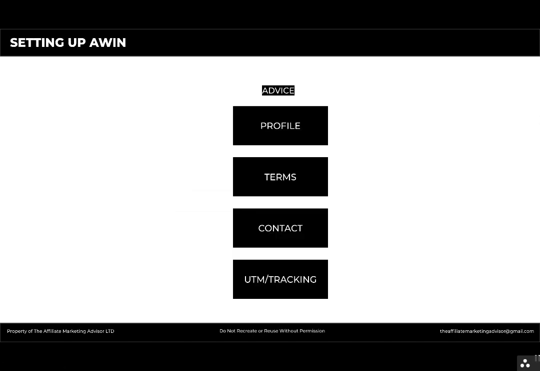Advice then on setting up AWIN is make sure the profile is very catchy, and the language and what is being said and the merits of working with you are all catered towards affiliates. Make sure that you have good program terms that protect your brand. And again, if you need any help on terms, just leave a comment or get in touch. Make sure that there's easy points of contact and contact details are included. And just double check the UTM and tracking, so the click append that I mentioned earlier, to make sure that's correct.